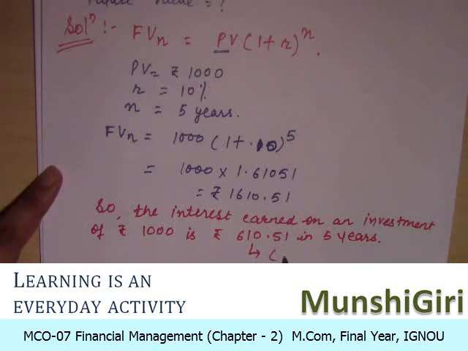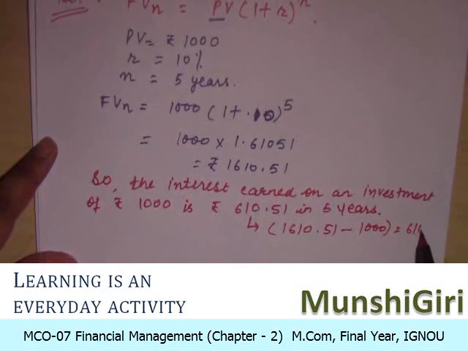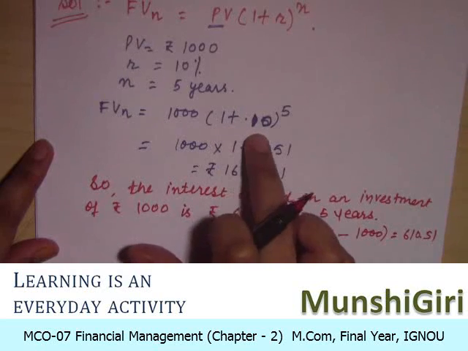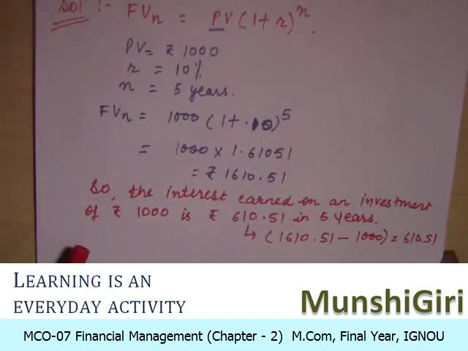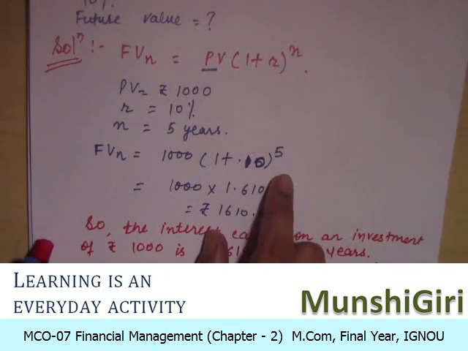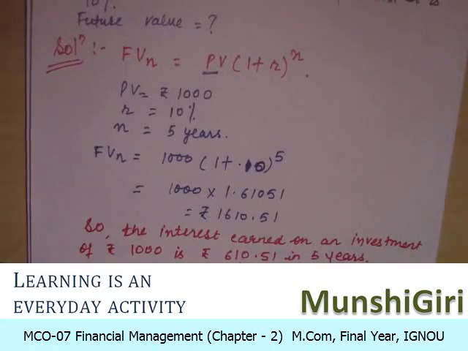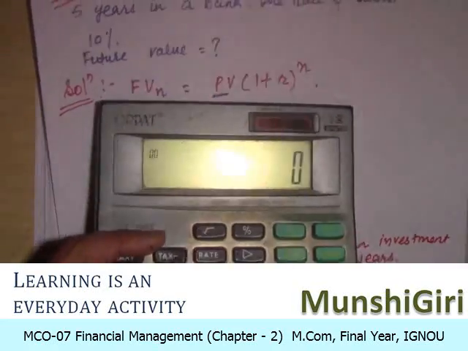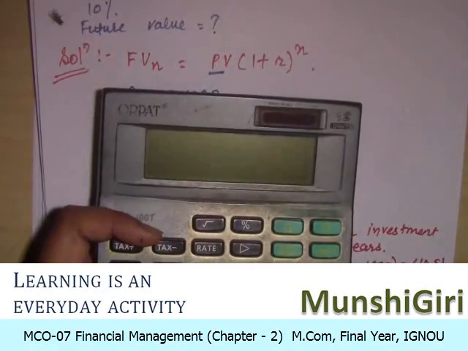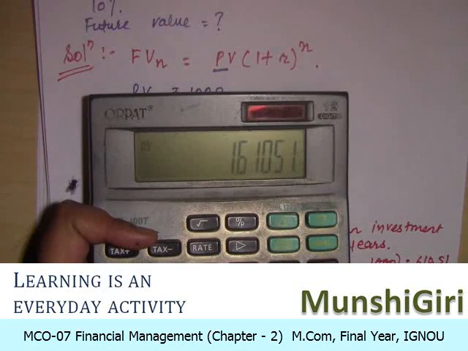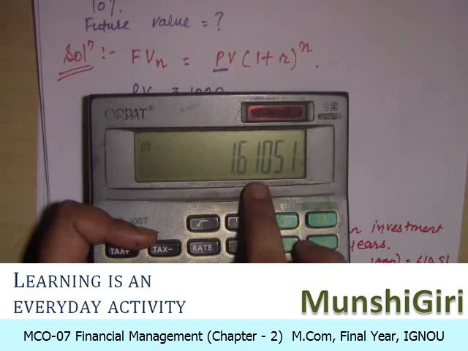We got rupees 1610.51 at the end of 5 years, and we invested rupees 1000, which gives us an interest of rupees 610.51. Now some of you may not be aware how to calculate this (1 plus 0.10) raised to the power 5. If you open this up, this will be 1.10 into 1.10 into 1.10 into 1.10 into 1.10, that is 5 times. On the calculator, enter 1.1, and then press multiply and equal 4 times, 1, 2, 3 and 4. You will get 1.61051.